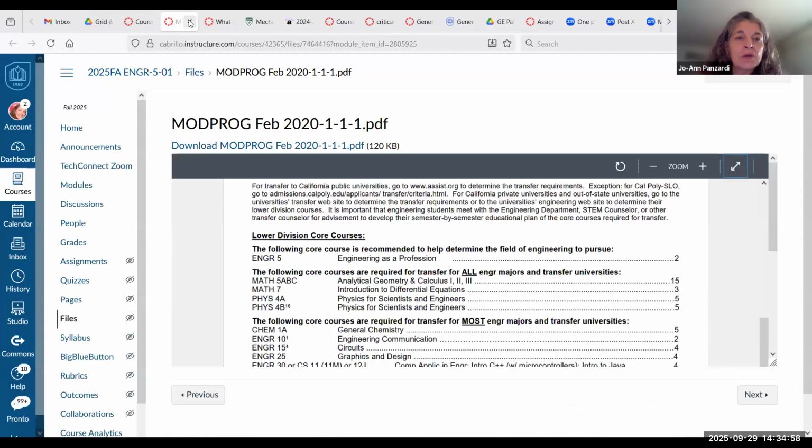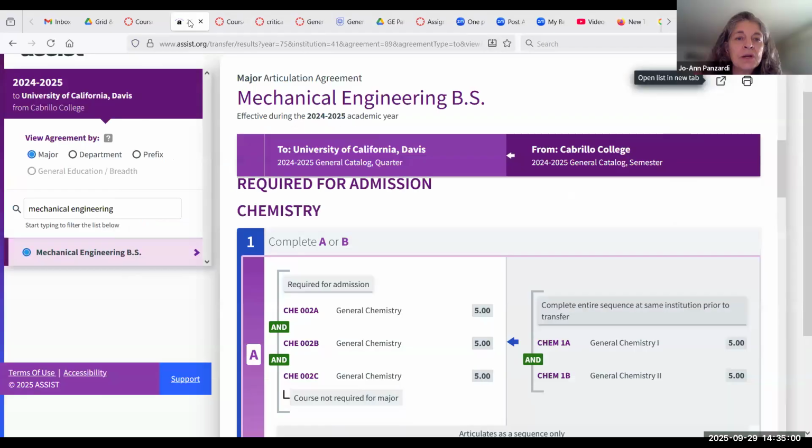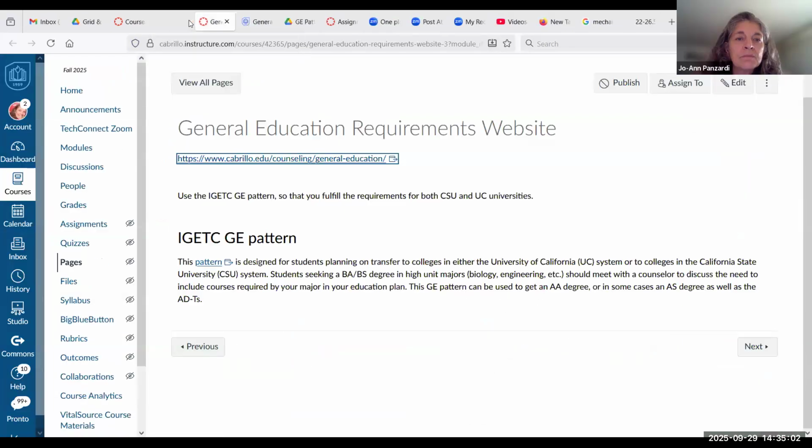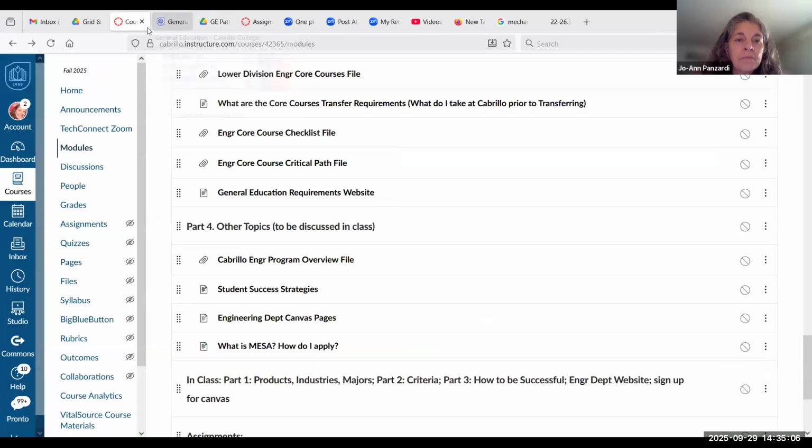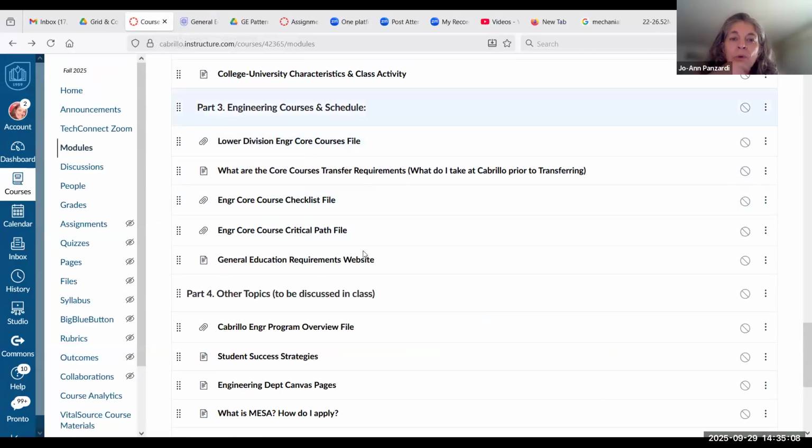So I'm going to start closing some of these windows here. Okay, so now we really finished part 3. We looked at the possible courses you need. We looked at how to figure out which courses you need. We did a checklist and then the critical path. And what we're going to be doing in class or with one of the faculty advisors is we're going to be making up your schedule for you.